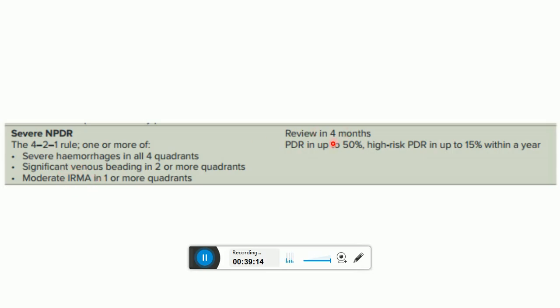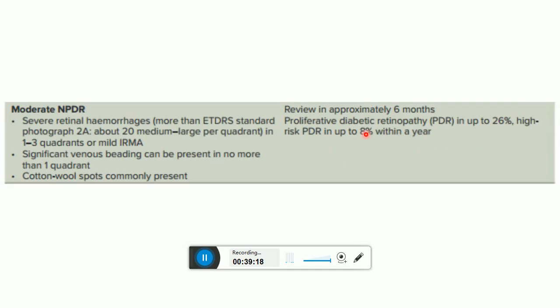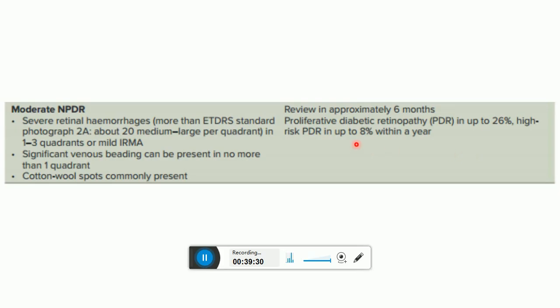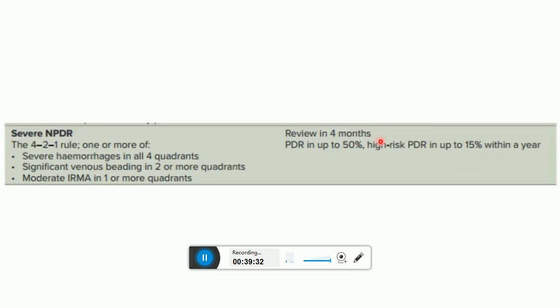Review in 4 months. Why? Because PDR in up to 50%. In the previous, PDR was only in 26%. And here PDR in about 50%. High risk PDR 15% within a year. So from 26, the risk increases to 50% in a year.